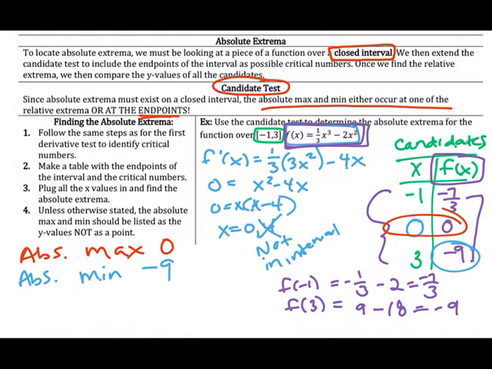We then talked about the candidate test and how we first need to find those critical values, and then we need to test the critical values and the endpoints to determine what the absolute max and absolute min of a function is.